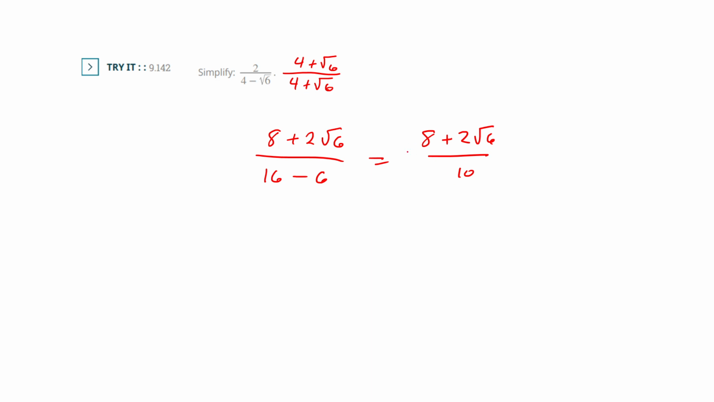Now, this one can be reduced. I'm going to pull a GCF out of the top, which would be a 2. So I'm left with 4 plus the square root of 6 over 2 times 5. I'm just going to factor it down so I can show you again what's really happening here. The 2's would cancel, and my final answer would be this.